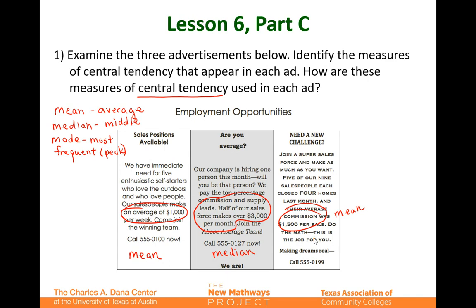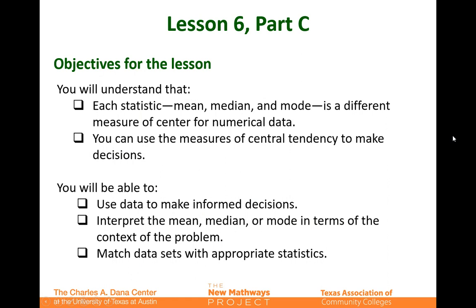Let's look a little closer at those central tendencies. Make sure we know what they are. It says we need to understand each statistic. Mean, median, and mode is a different measure of the center for numerical data. Okay, we can use those measures of central tendency to make decisions. All right, I just want to make sure we know what they are. Let's make a data set. Let's suppose these are test grades.